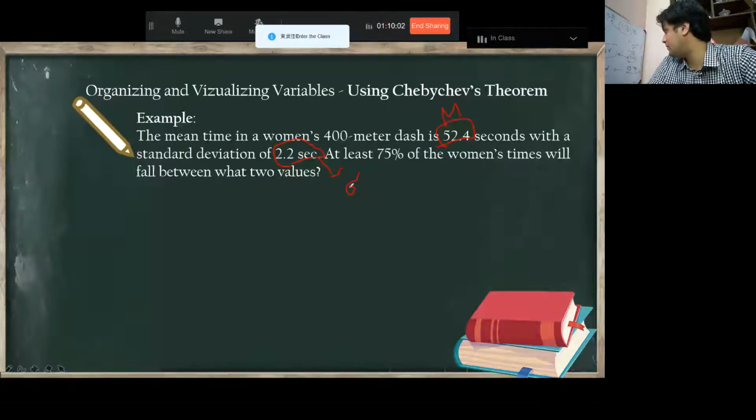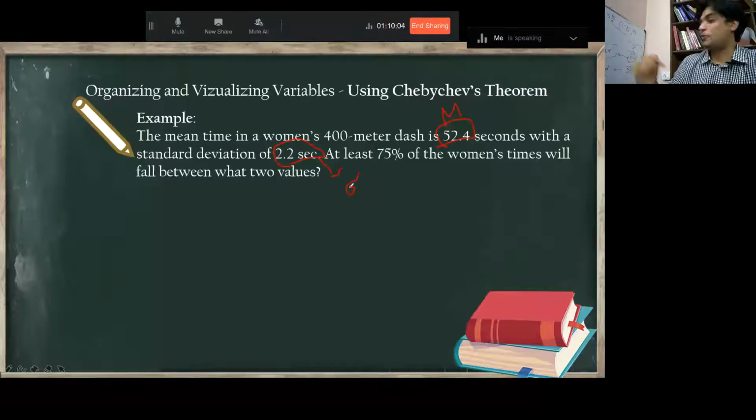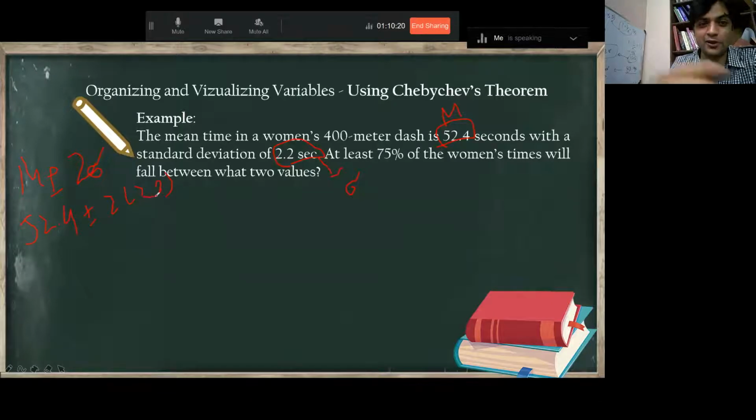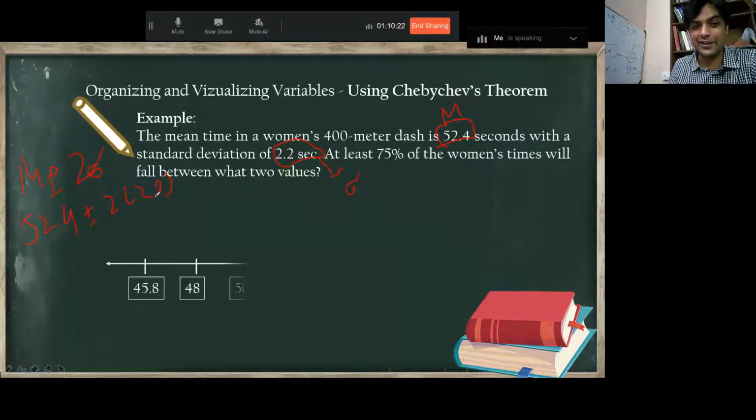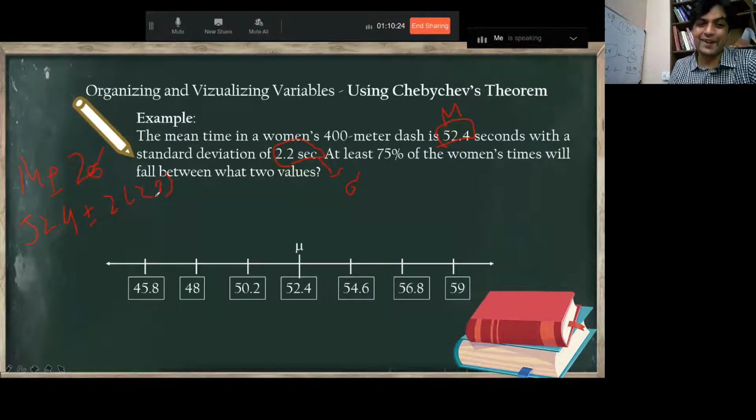75%. We know 75%. We have calculated. So 75% lies, because it's not symmetric, so 75% lies within mu plus minus 2 sigma. So just put the values, 52.4 plus minus 2 times 2.2. You are accountants, so you can quickly solve it, right? So this is the range we can have.